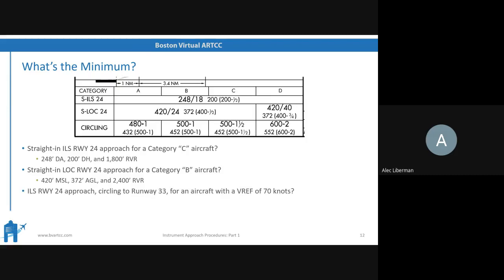And lastly, ILS runway 24 approach with circling to runway 33 with an aircraft with a VREF of 70 knots. Joel asked about the 400 in parentheses. We will cover that in just a second. For now, ILS runway 24 approach, circling to runway 33 for an aircraft with a VREF of 70 knots. The question was, what is the 1 mile and 3/4 mile on the top of the table? That is actually a part of the plan view for figuring out the distance between what in this case are different fixes on the approach. That's not part of the minimums table.